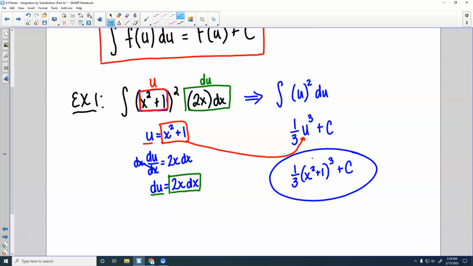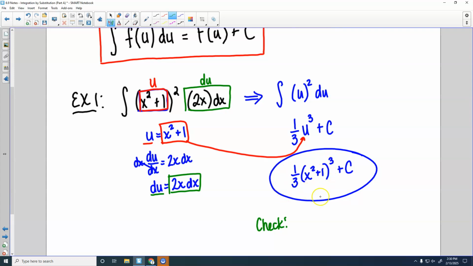So the whole idea is that we are taking out a piece and calling it u so that we can rewrite this to make it an easy integral that we actually know how to do. And then we plug that complicated piece back in at the end once we get our answer. And these are also fairly easy to check yourself on, because if I want to check this, just take the derivative of what you've got here.